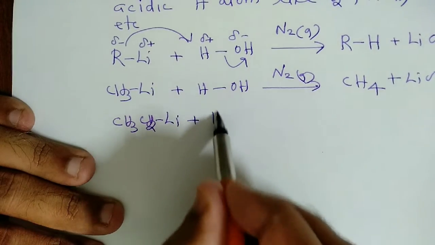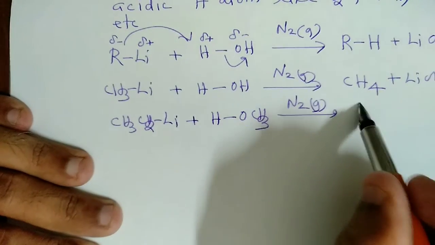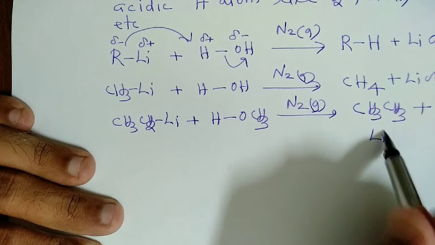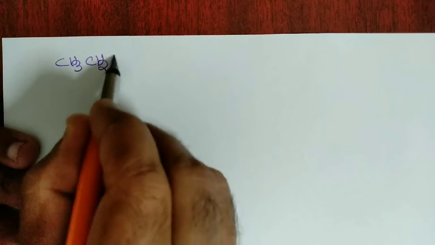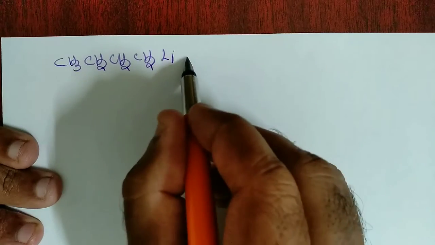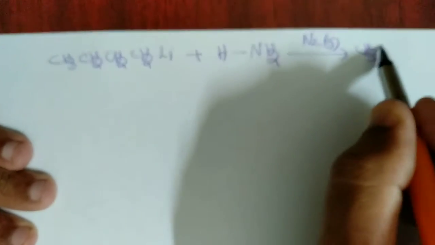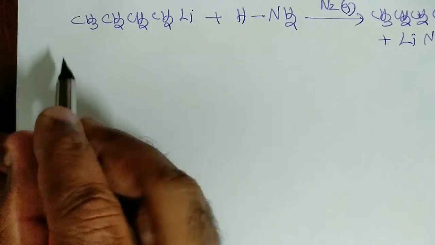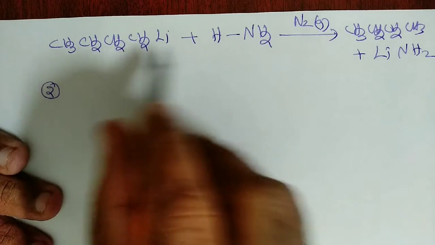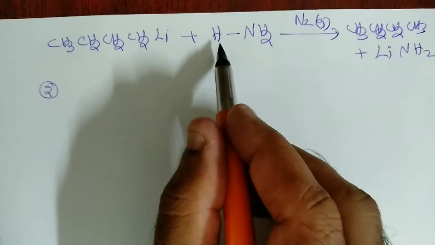CH3CH2Li. Ethyl lithium reacts with methanol to form ethane and lithium methoxide. Normal butyl lithium reacts with ammonia to form normal butane and lithium amide. These are nucleophilic substitution reactions. In these reactions, organolithium compounds are decomposed into corresponding hydrocarbons.